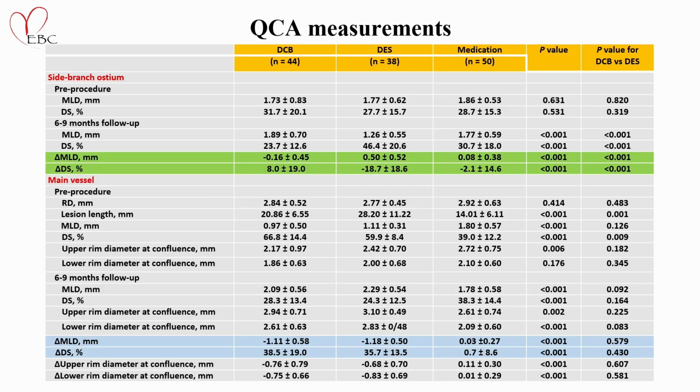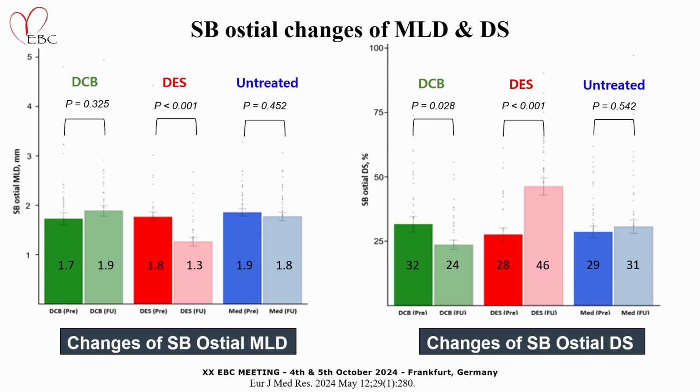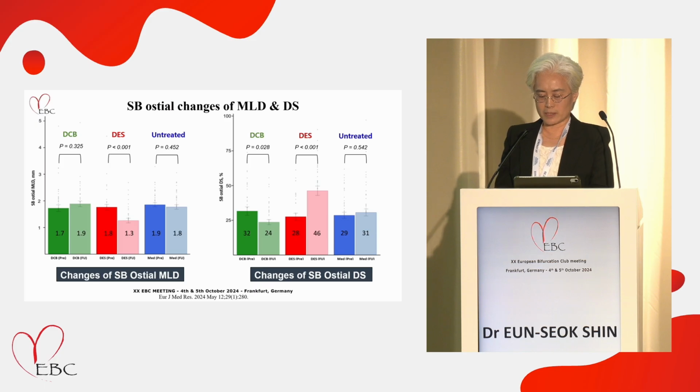Here is the result of the study. The diameter stenosis of the side branch ostium was around 30%. The largest increase of side branch ostium minimal lumen diameter was observed in the DCB group, with an increase of 0.16 millimeter. In contrast, the DES group showed a decrease of 0.5 millimeter, and the untreated medication group a decrease of 0.08 millimeter. The minimal lumen diameter in the main vessel showed an increase in both the DCB and DES groups. There was no change in the minimal lumen diameter and diameter stenosis in the untreated medication group.